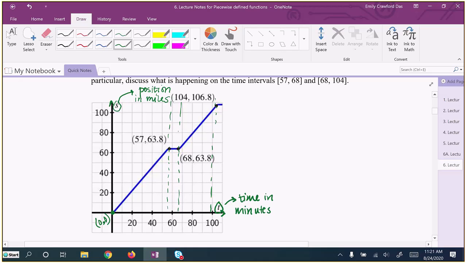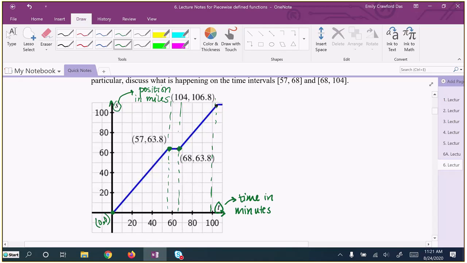Well, that just means we didn't start driving yet. So no time has passed, we didn't start driving yet, so we didn't cover any distance. Then I see that there's this point, (57, 63.8). I know that the first entry in the ordered pair is time, so 57 minutes corresponds to 63.8 miles. So that tells me that in the first 57 minutes of my trip, I drove 63.8 miles.